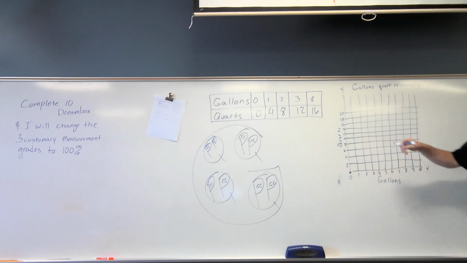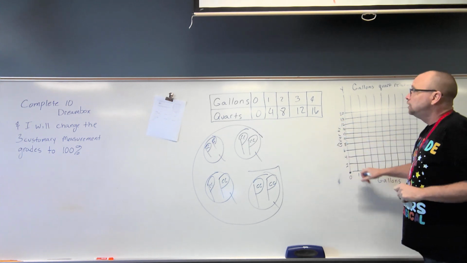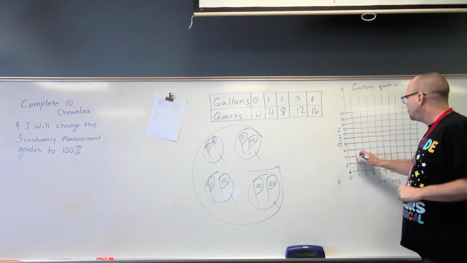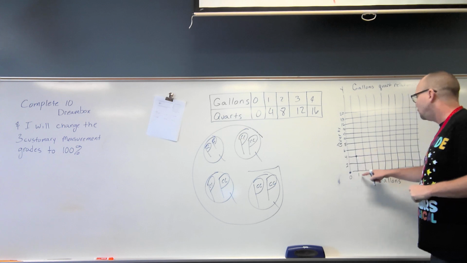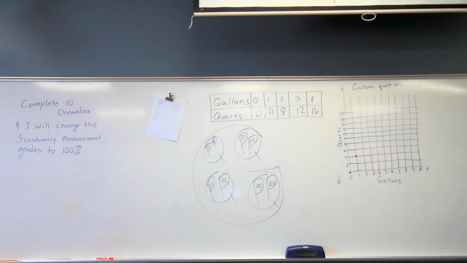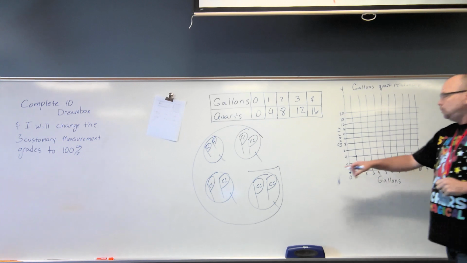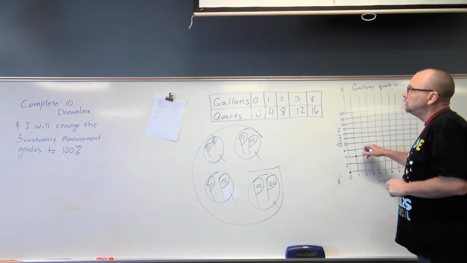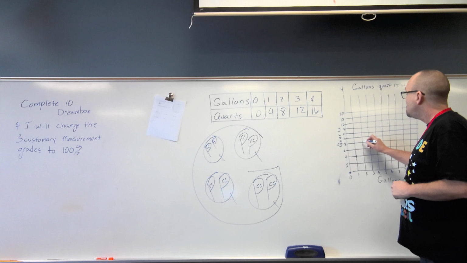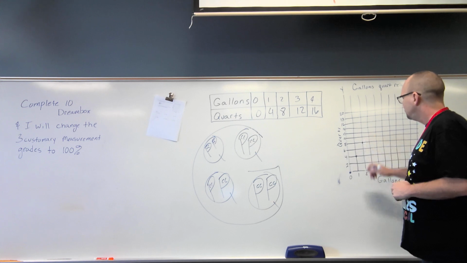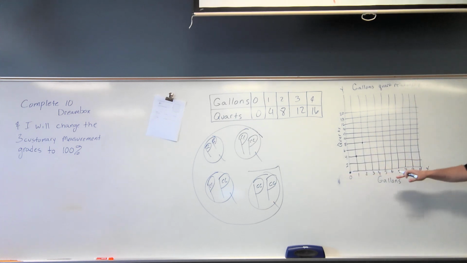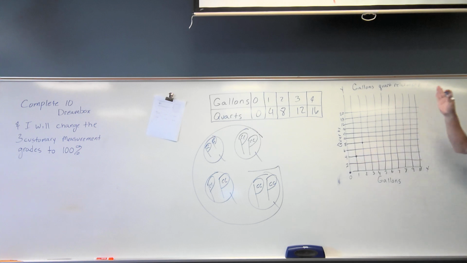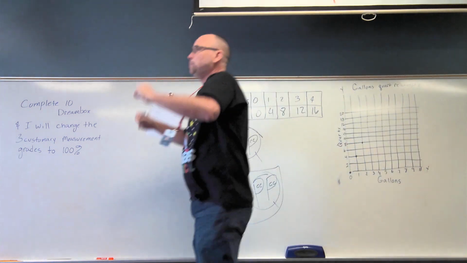So you start from 0. And then if we go to gallons, we go 1 over and then 4 up is our first dot. 1 gallon is 4 quarts. And then we go 2 over and how far? 8 up. When you're doing a graph, you always go over first and then up. Horizontal and then vertical, like running and then jumping.